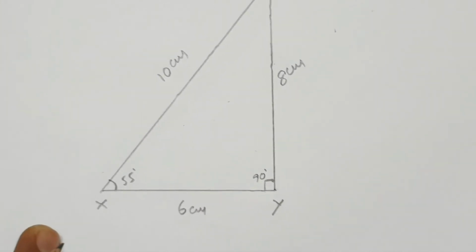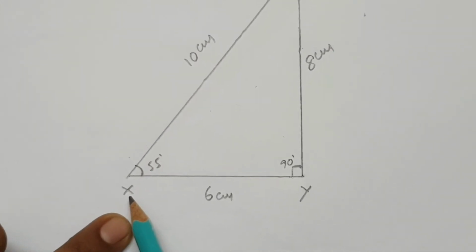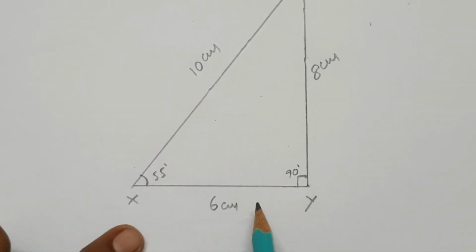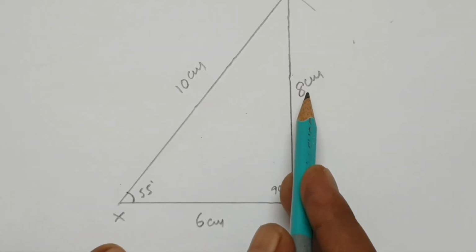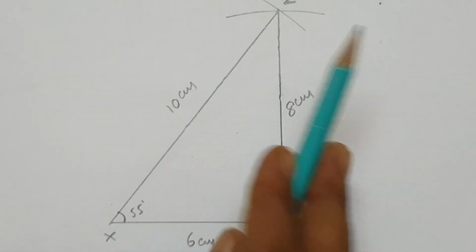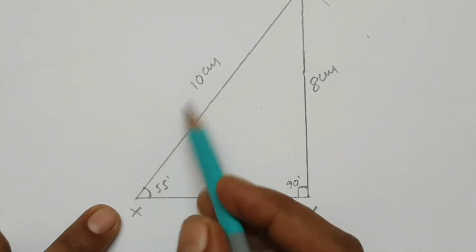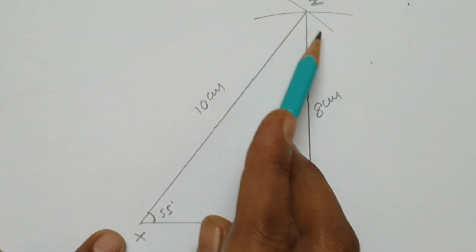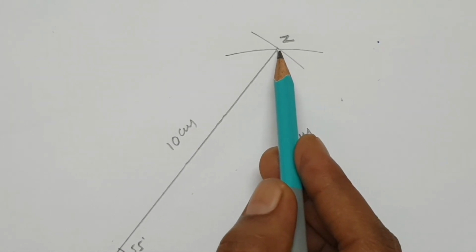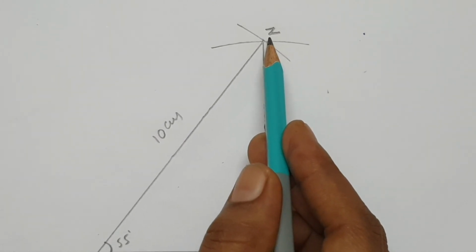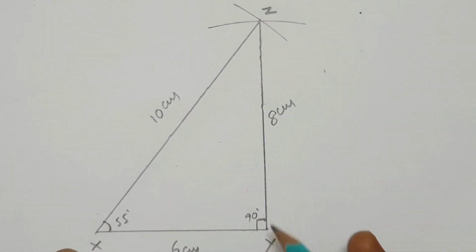Now, steps of construction. First point, draw a line segment XY equal to 6 centimeters. Next, second point, with Y as center and 8 centimeters as radius, draw an arc. Next point, with X as center and 10 centimeters as radius, draw another arc. Next point, they intersect at Z. Next point, join XZ and YZ.